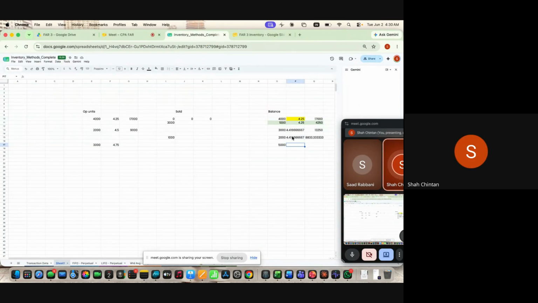You already had 2000 units at this price plus 3000 units at this price. Let's do a quick math. This is the value on your hand at this rate, plus you purchased at this price at this rate, the whole divided by 5000. So this should be your 4.617, and the value of your inventory is 23083. So this is how you do a moving average. By the end of every sale or every purchase, you recalculate your weighted average.